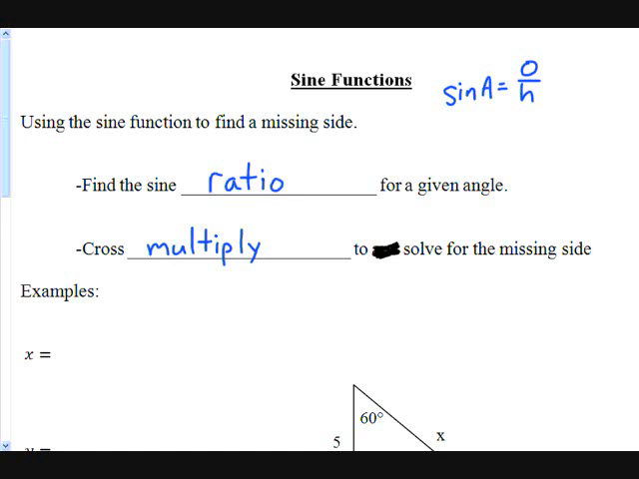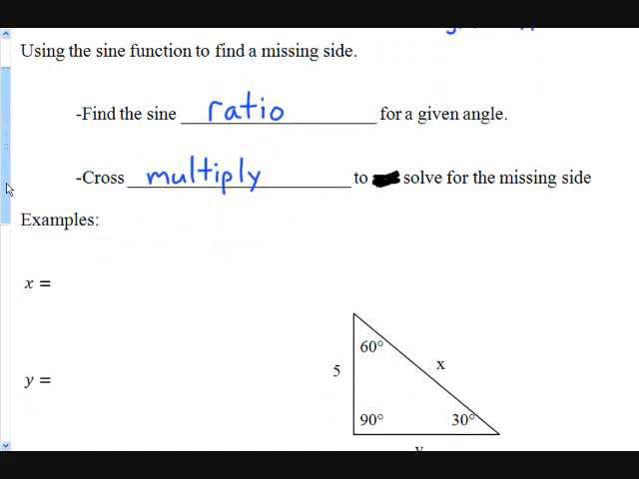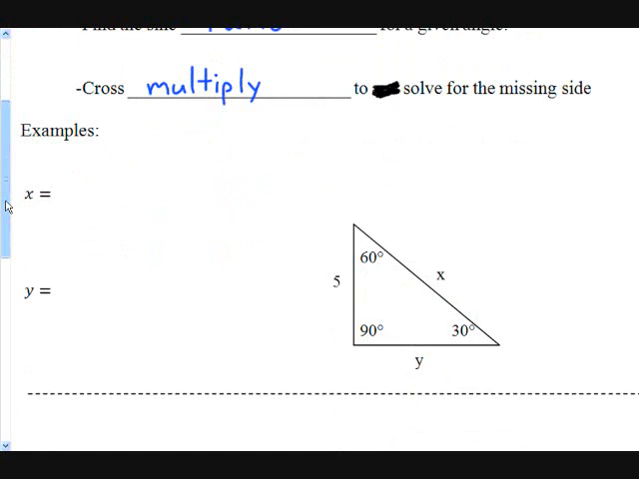So, if we're using the sine function to find a missing side, we're going to start with missing sides. The first thing we're going to do is find the sine ratio. And then once we have that ratio set up, since I have a fraction on one side, I'm going to create a fraction on the other side, and I'm going to cross multiply to solve for the missing side. As we look at some of these, let's take a look at the first example.